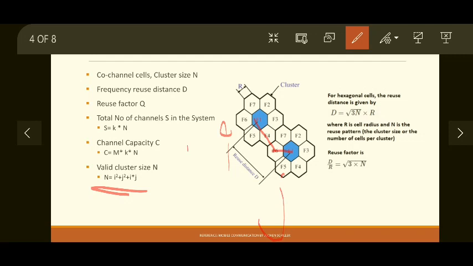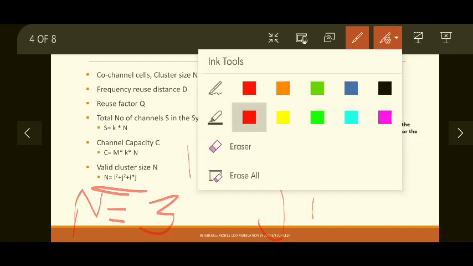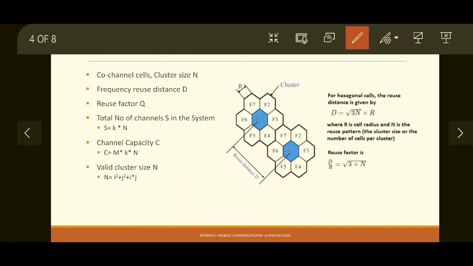So you can take different values of i and j, like 1 and 1. For 1 and 1, cluster size will be 1 square plus 1 square plus 1, that is equal to 3. For different numbers of i and j, cluster size will vary. Okay, so that is how we can calculate cluster size. So in this case we have a cluster size of 7.